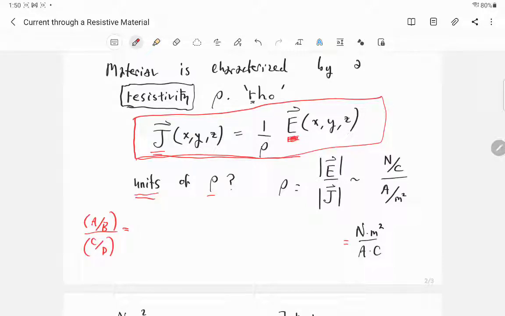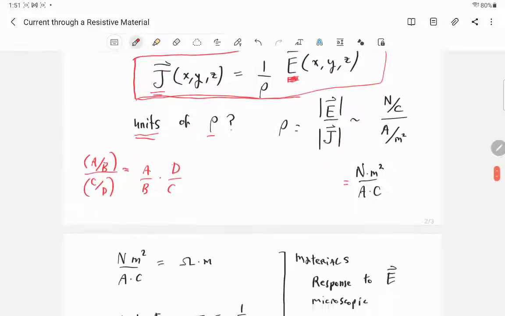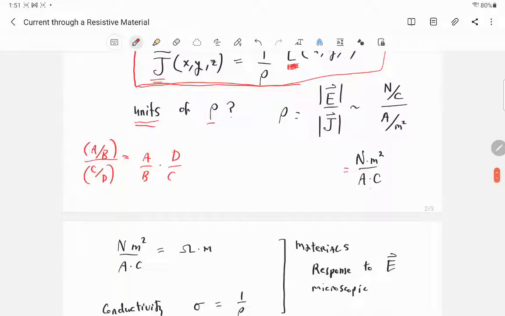This is equal to A over B times D over C. You just multiply by the bottom inverse. That's what I did over here. Okay, so I've got these units, but let me remind you of something.